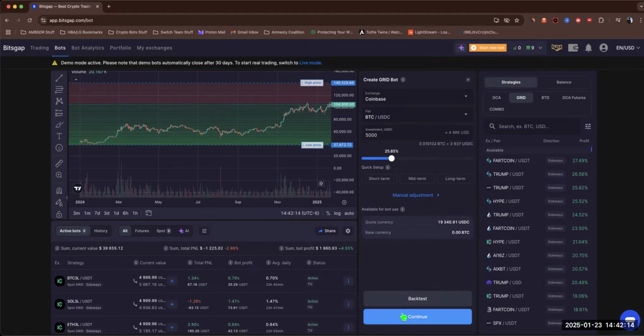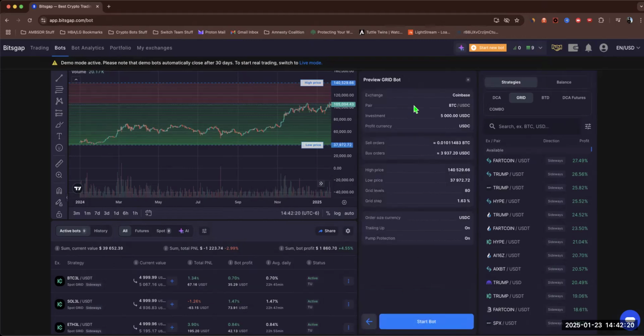Okay, so if we were going to set this up, I would go ahead and hit continue. And then this gives you another opportunity to just double check everything. You're going to want to make sure that your pairing is correct, the investment is correct. You don't have to worry about all this. It's automatically going to set up those orders for you. Your high price is set there, low price there.